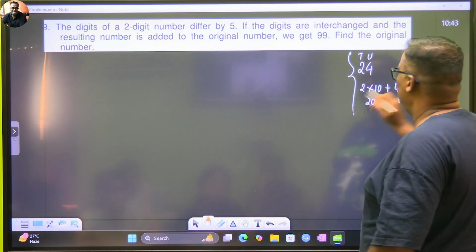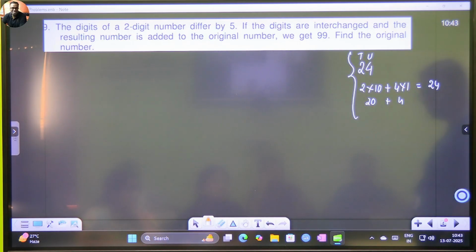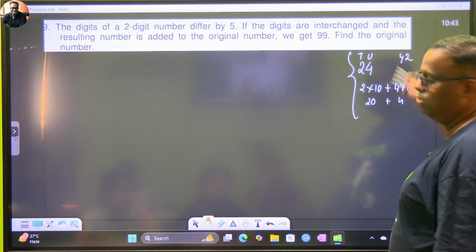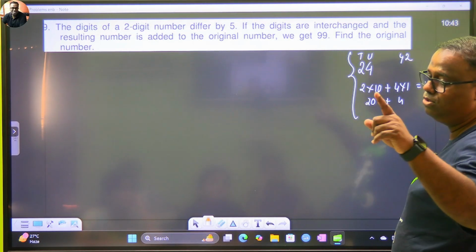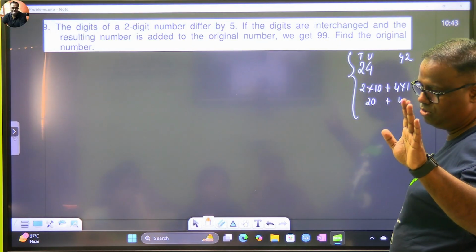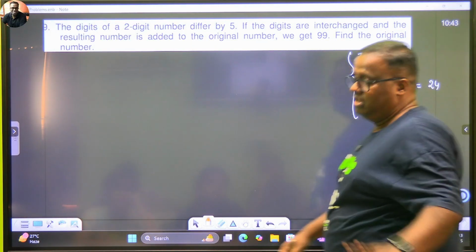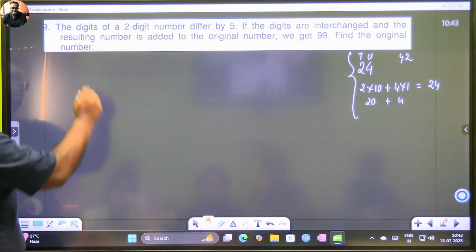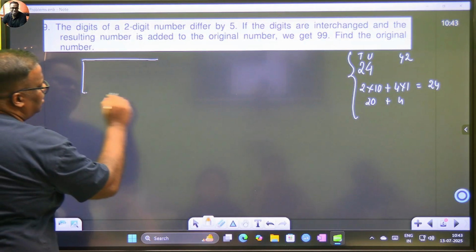This logic, if you don't understand, life will go for a toss. And if you reverse this number, it becomes what? 42. Now the number is 4 tens plus 2 ones. Have you understood? So let's understand how to do a two-digit problem. The two digits of a two-digit number. So let us make one.